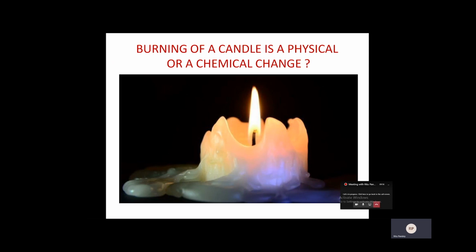Simultaneously, some of the molten wax rises up the wick, turns into vapor and burns with the flame to form two new substances, that is carbon dioxide and water vapor. The amount of wax that gets burned escapes in the form of gases and the candle becomes smaller and smaller. This is a chemical change. Thus, the melting of wax is a physical change and the burning of the wax is a chemical change.